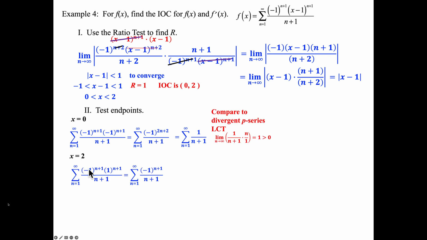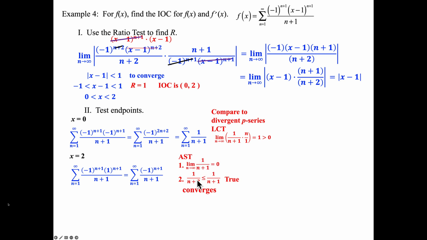We test x equals 2. We put 2 in for x. 2 minus 1 is 1, so 1 to the n plus 1. Always a 1, cancel it out. Negative 1 to the n plus 1, this sign will now alternate still. So we need our alternating series test. So number 1 is the limit as n approaches infinity of our a sub n function without the negative sign on it, so the absolute value of that is going to equal 0. As n approaches infinity, it's getting bigger on the bottom, so it's approaching 0.